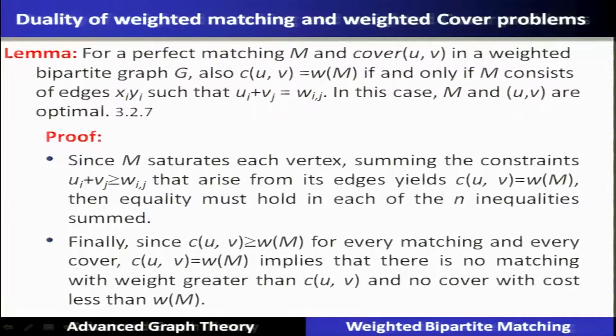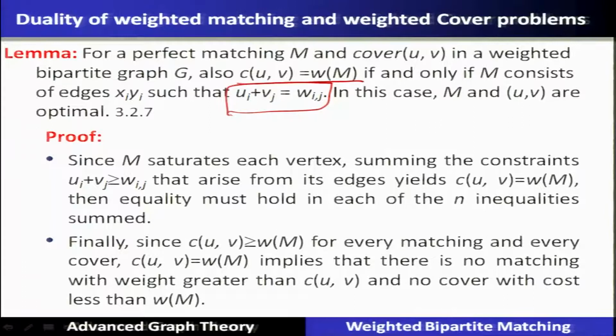For a perfect matching M and a cover (u, v) in a weighted bipartite graph G, C(u, v) is equal to w(M) if and only if M consists of the edges (xi, yj) such that ui plus vj is equal to wij. In this case, M and (u, v) are optimal when ui plus vj is equal to wij. Let us see the details.